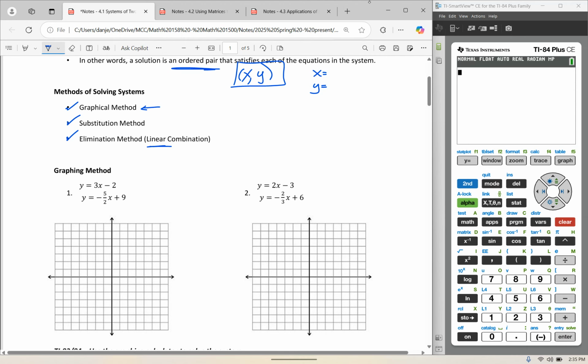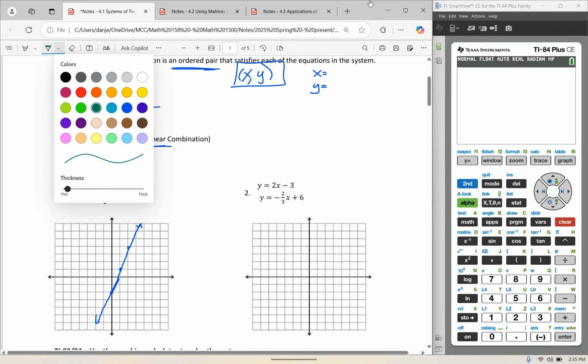So if I look at number one, I have y equals 3x minus 2. I'm going to graph the first equation, y equals 3x minus 2. We know that we have a y-intercept at negative 2 and a slope of 3. So we'll go up 3 and over 1, and up 3 and over 1, and I'm going to sketch my line that goes through those points. Now I really should be labeling, but I'm going to wait and do that after.